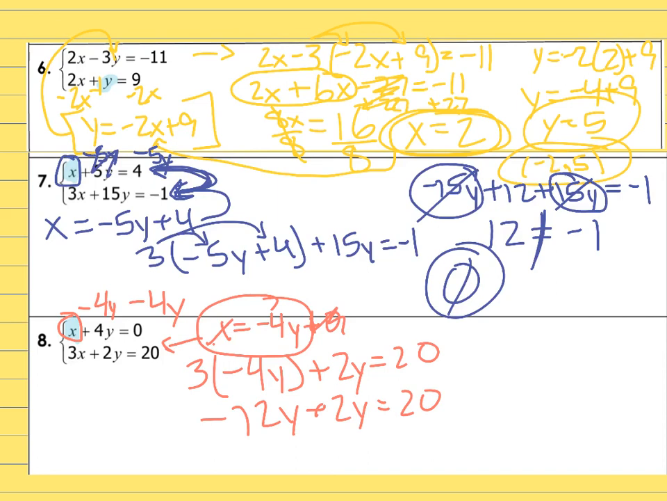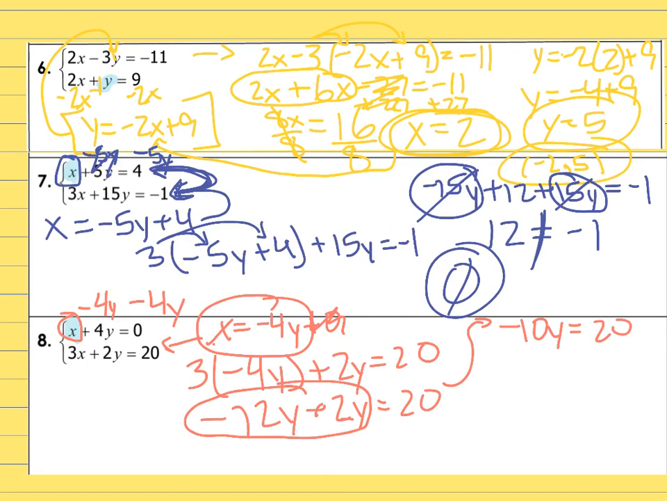Negative 12y plus 2y equals 20. All we have to do now on this left side is combine like terms. I'm going to bring my work up here. Negative 12y plus 2y equals negative 10y. I know you're seeing this already.